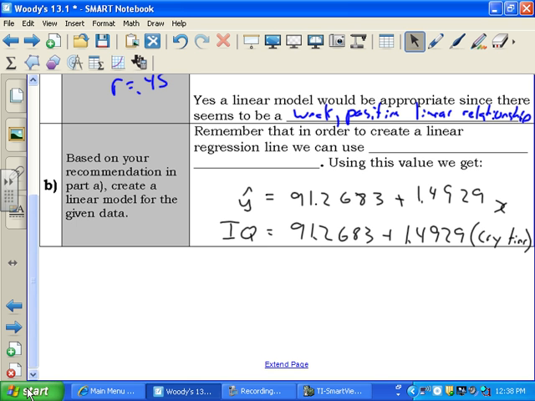Remember that in order to create a linear regression line, that's just the calculator directions: Stat, Calc. We already did it. You guys know the calculator language.